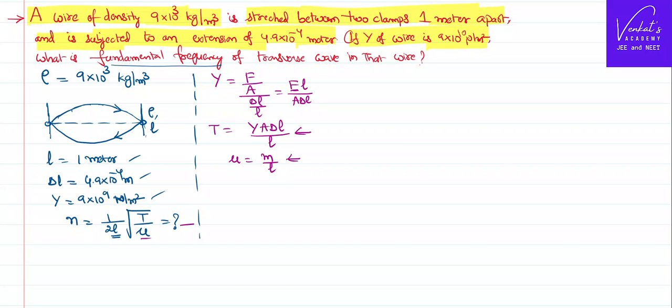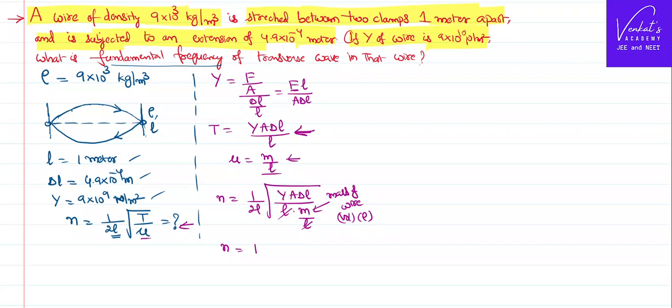Substituting these two values in this formula, frequency n equals 1 by 2L root of, in place of tension, Young's modulus Y into A into delta L by L, by linear density, mass per unit length. So L and L can be cancelled, where m is the mass of the wire, which can be written as the product of volume and density, based on the definition of density. So I can rewrite n as 1 by 2L root of Y A delta L by mass of the wire as volume and density. Volume can be written as area into length, because the wire is approximately cylindrical, and rho. So area and area can be cancelled. Finally, I get the formula n equals 1 by 2L root of Y into delta L by rho and L.